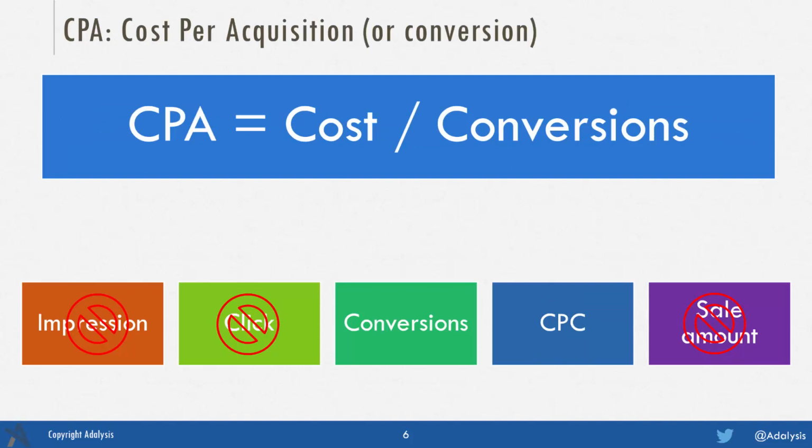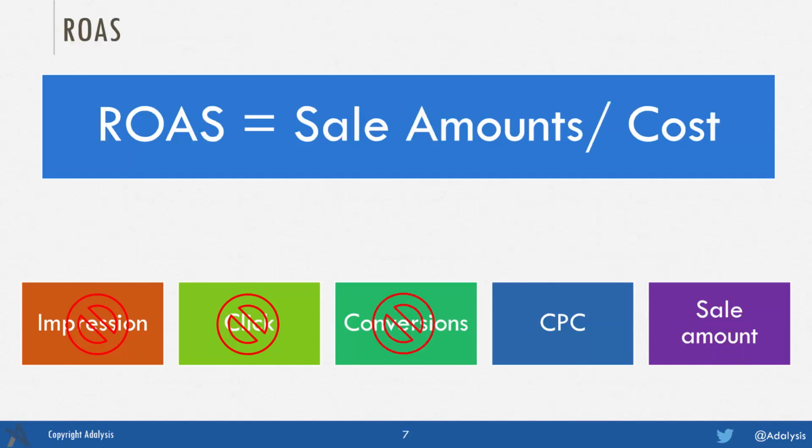This is cost divided by conversions. We're again ignoring impressions and clicks, so how often someone comes to our site, and sale amounts. So while sometimes you want to work towards a specific CPA in the account, that's often more bidding, or in ad testing, it can be a filter when used with other metrics, which we'll address in a moment.